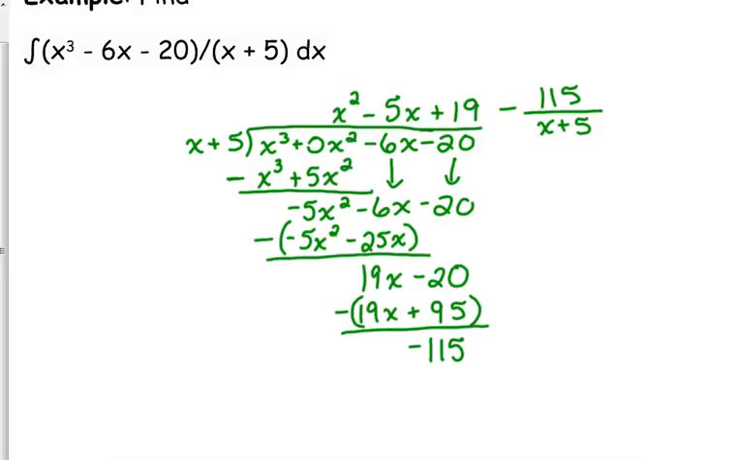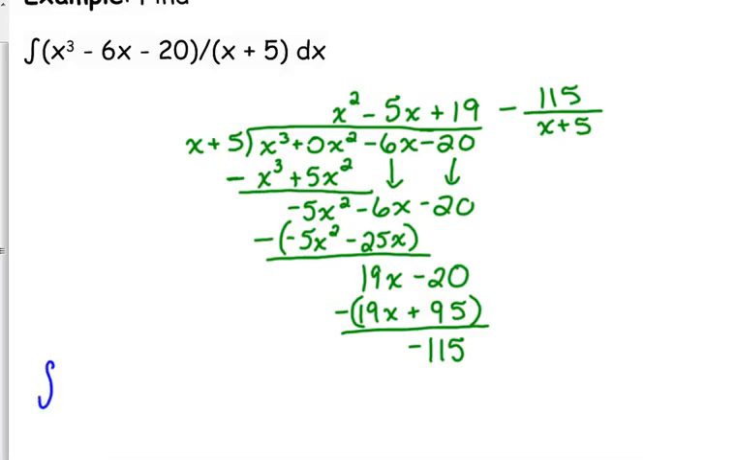Now, guys, the reason why this works is if you were to put these two back together, put this trinomial back with this rational expression, you would have to have a common denominator. So you'd have to multiply x squared minus 5x plus 19 by x plus 5. Multiply all that out and subtract 115, you're going to get x cubed minus 6x minus 20. Okay, that's all we've done. So we have broken it down into pieces that are easier to integrate. So that's what we're going to do now.